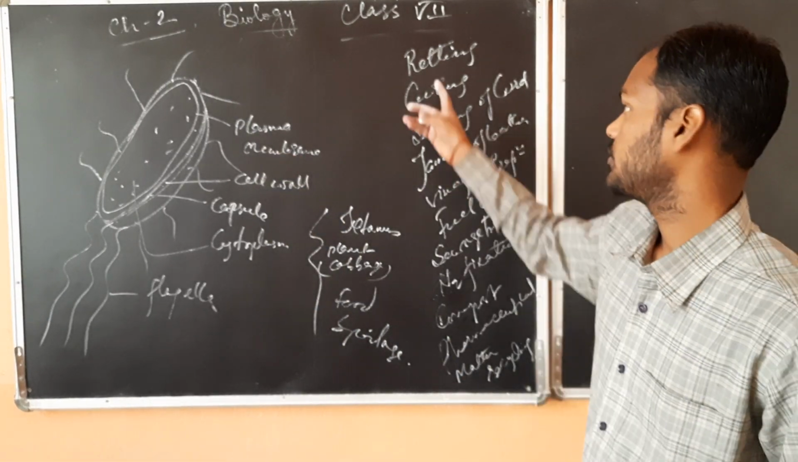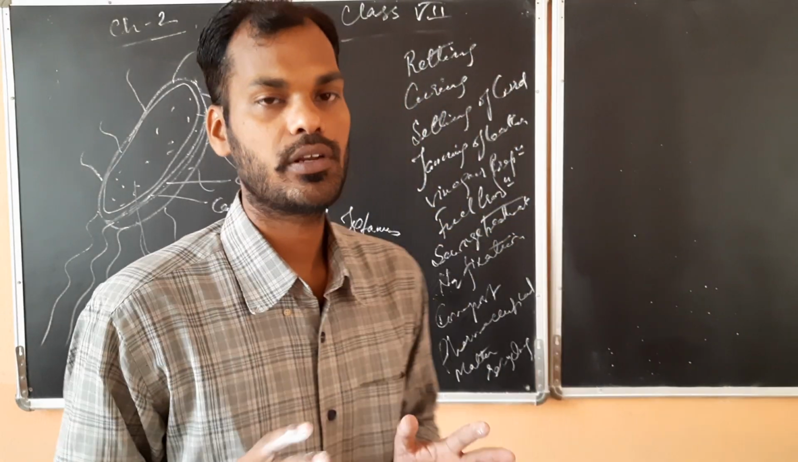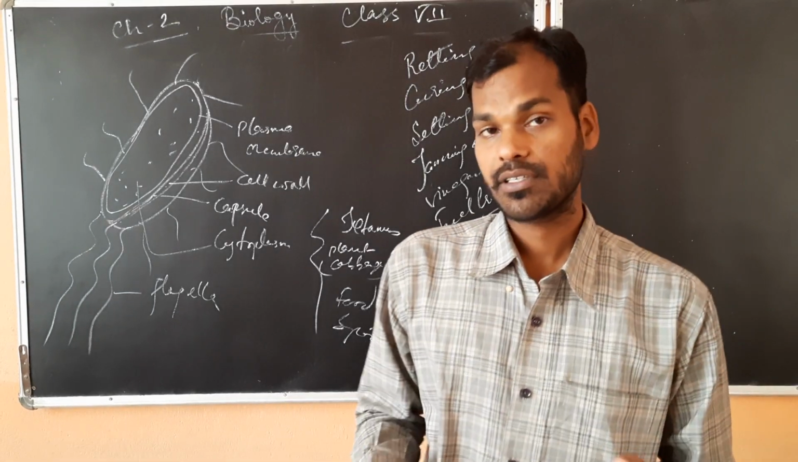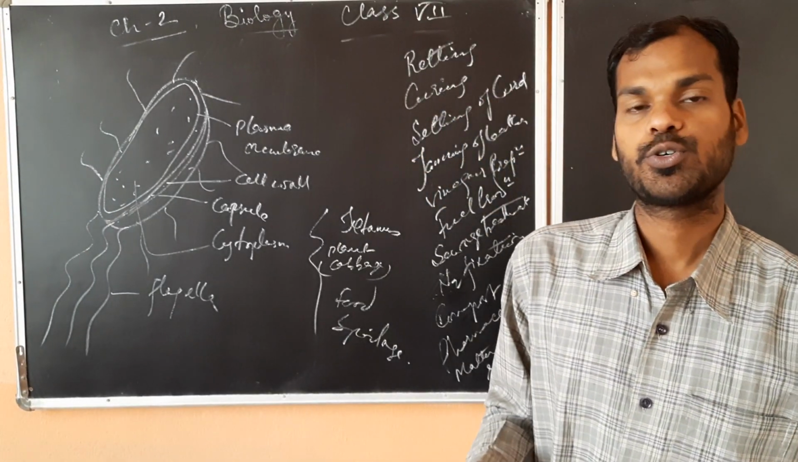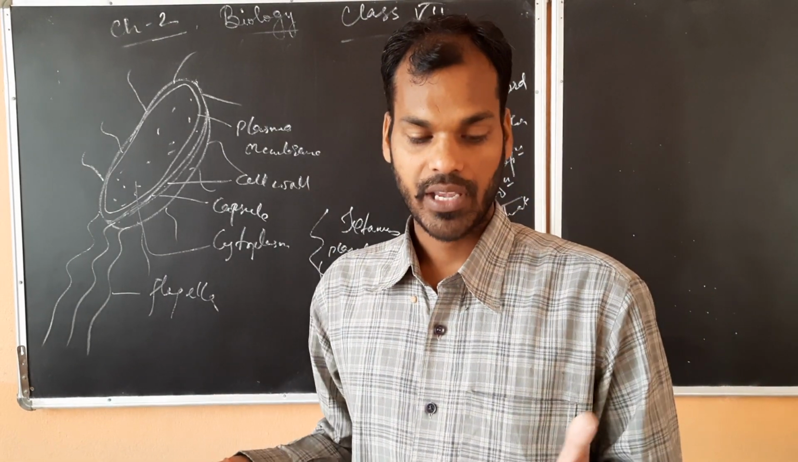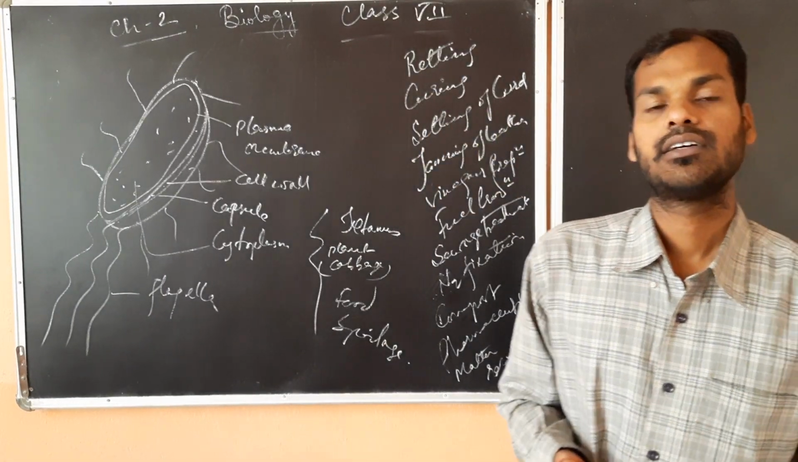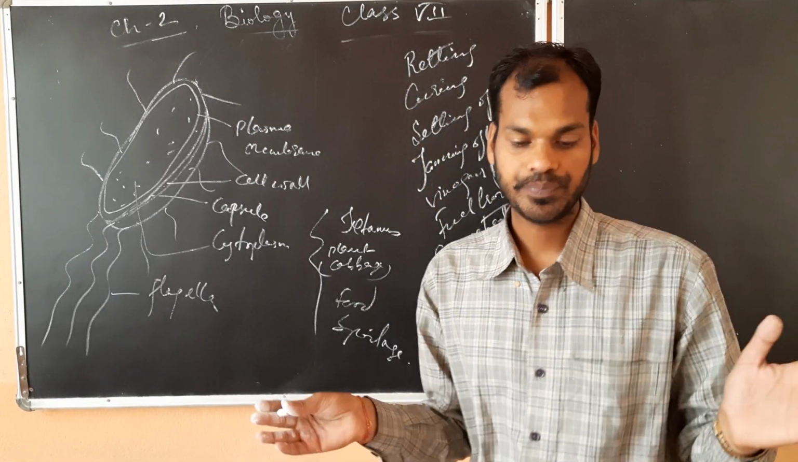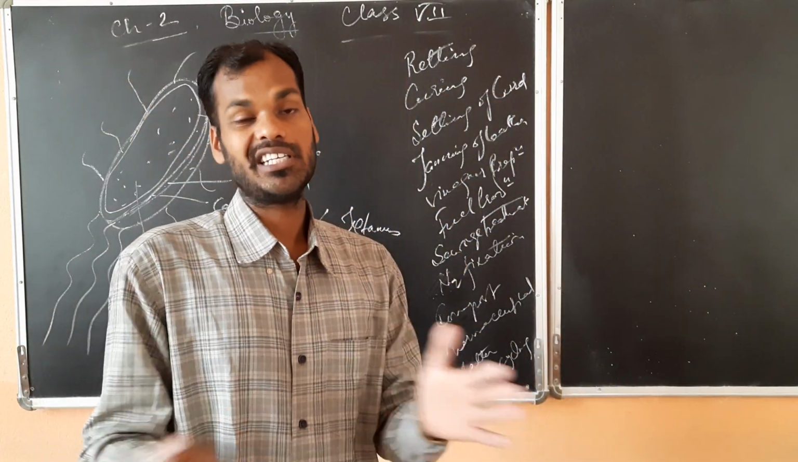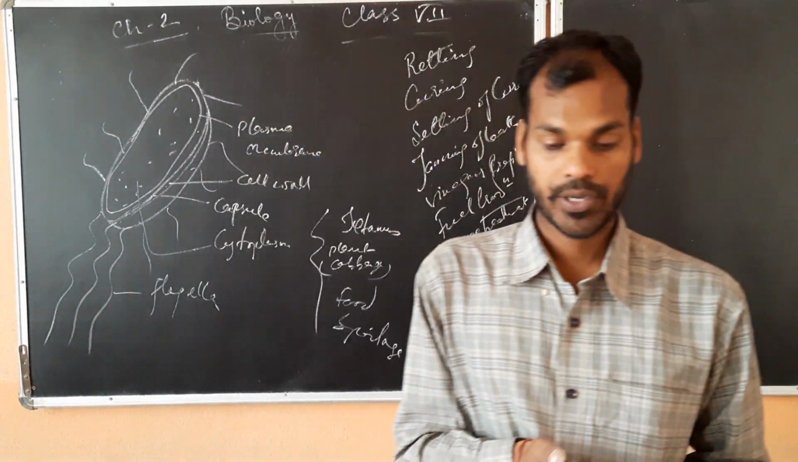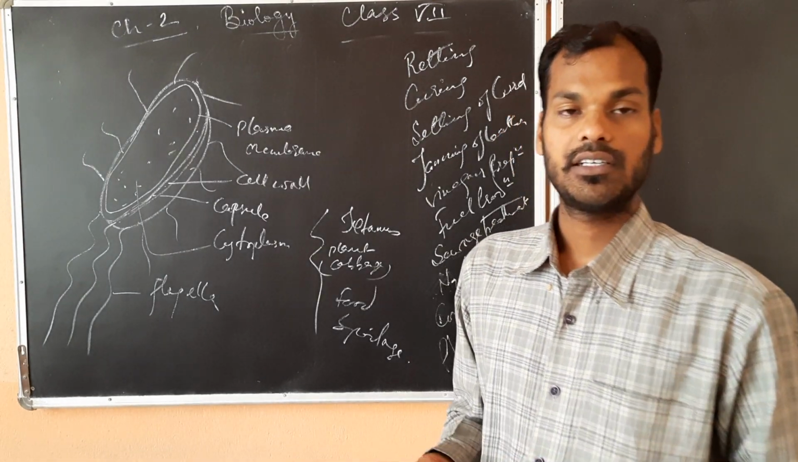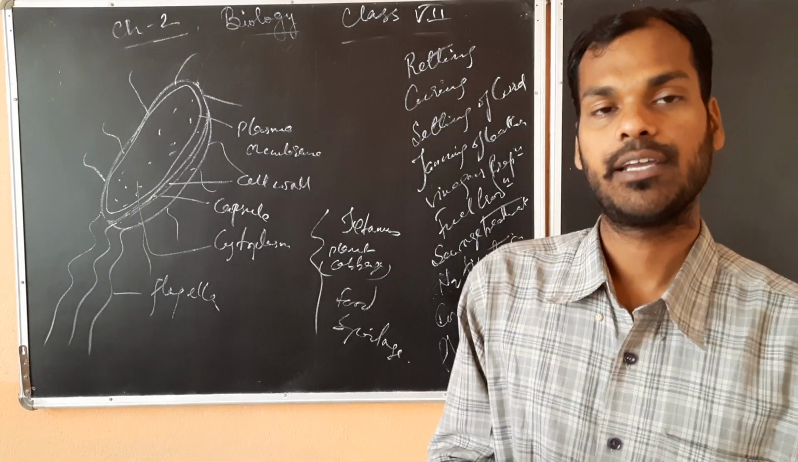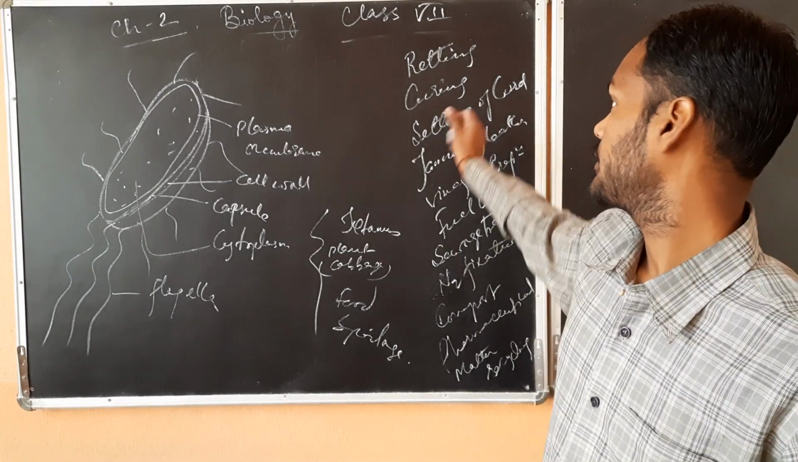Now we will come to the useful effects of bacteria. The first useful effect is retting. What is retting? Retting is for jute fibers when they are obtained from the plant. To separate the stem and the fibers, they are exposed to bacteria. Then the fibers are easily separated from the stem when they are acted upon by bacteria. This is called the retting process.